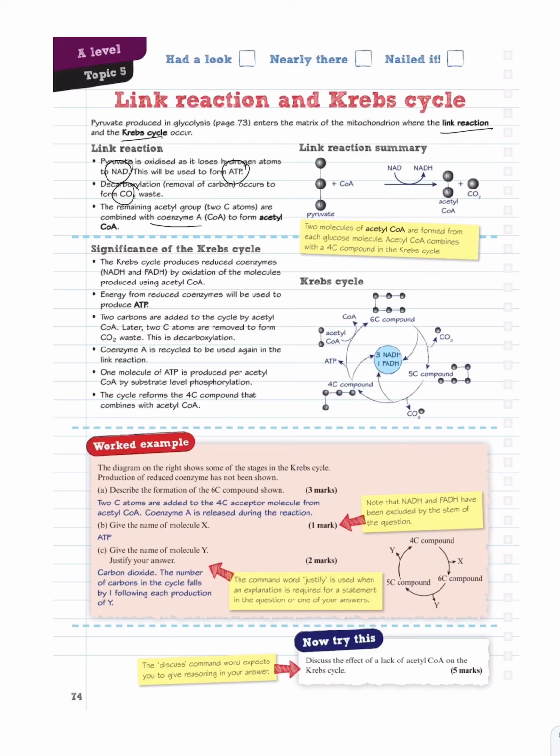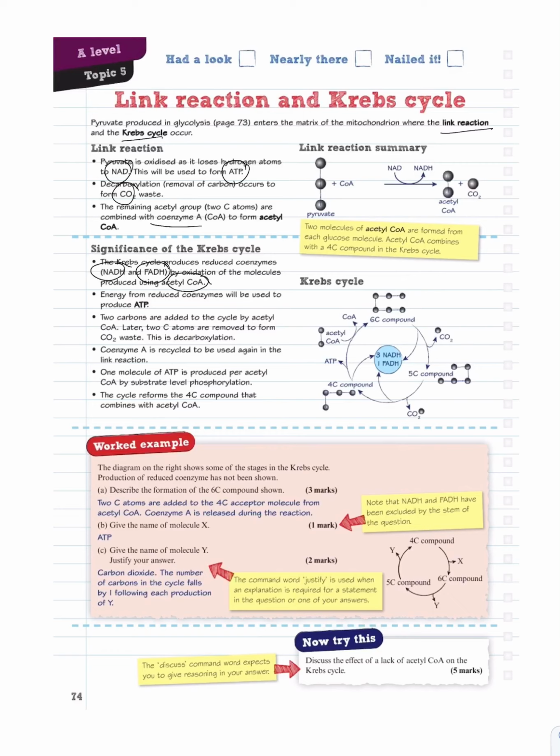Right, the Krebs cycle. So the Krebs cycle produces reduced coenzymes NADH and FADH, and that is through oxidization of the molecules produced using acetyl-CoA from the link reaction. So energy from the reduced coenzymes will be used to produce ATP, and that is through oxidative phosphorylation, and that occurs in the electron transport chain later on.